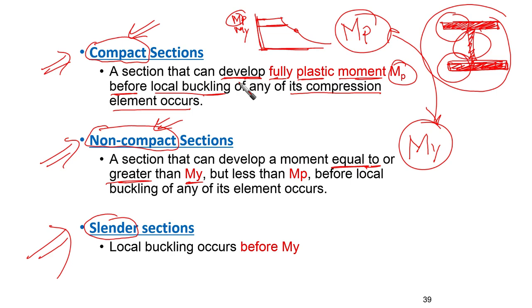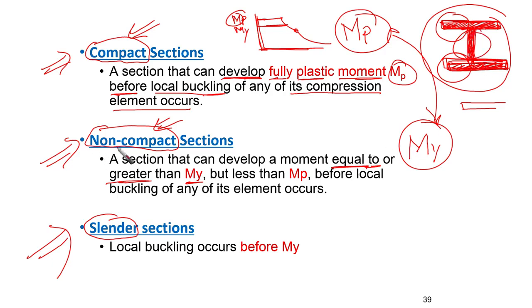Do you remember the previous video? I was talking about Z, the plastic section modulus, and we said that all the material, all the cross-section parts, is going to yield, right? Then we are going to fully utilize the cross-section itself.